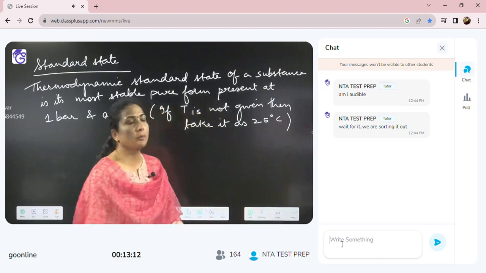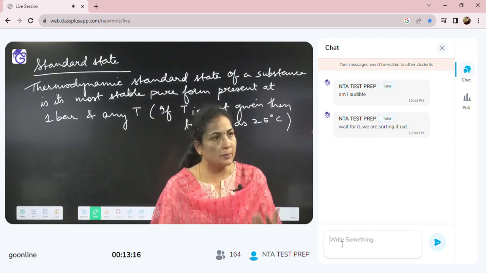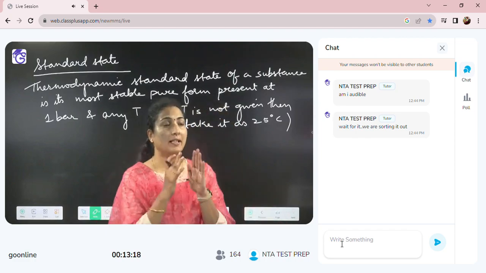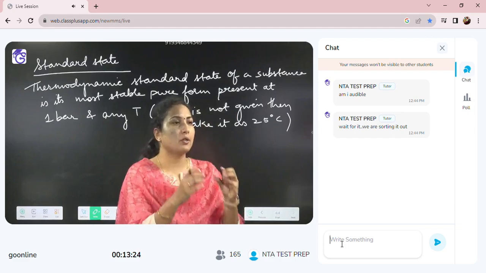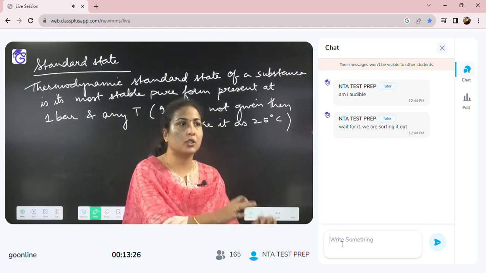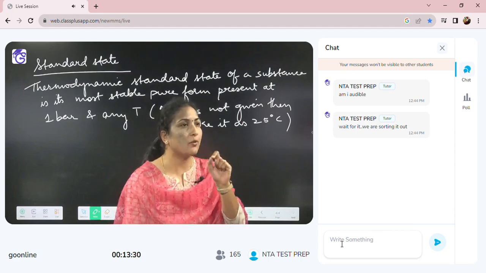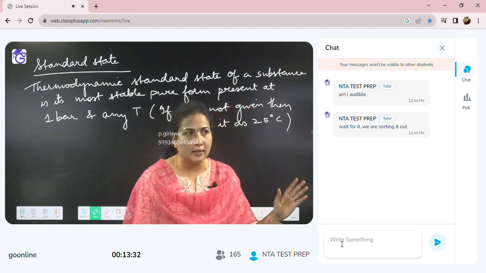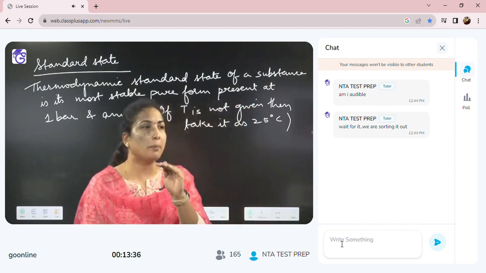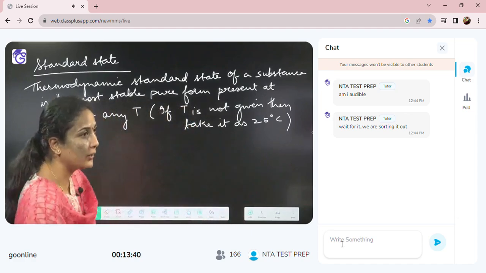So if I am talking about a block of iron, right? Let us say that block of iron is present at 500 Kelvin and that is pure iron solid, present at 1 bar pressure and a temperature of 500 Kelvin. Then also it is the standard state of iron, right? Temperature could be anything, 500 Kelvin, 200 Kelvin, anything. But the thing is, you have 1 bar pressure, and the purest, most stable form of that substance is its standard state.